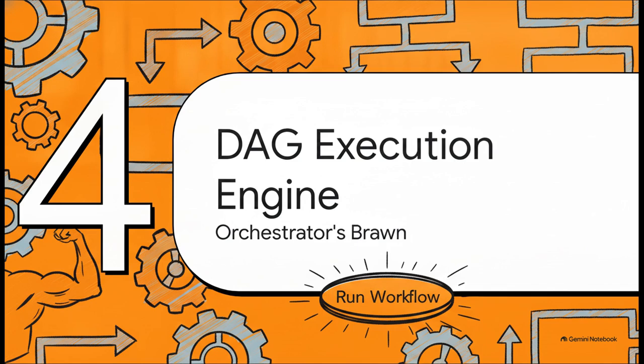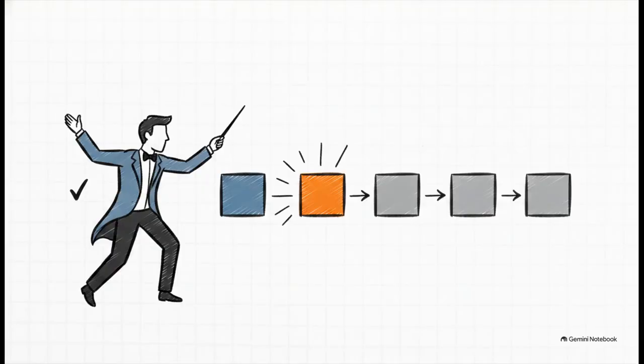Moving into Section 4, the DAG execution engine. If the nodes are the brains, this is the orchestrator's brawn. The moment you hit that Run Workflow button, a function called Run Workflow Execution steps up as our conductor. It reads the topological sort of the directed acyclic graph and orchestrates execute single node for each active block in the precise mathematical sequence required.